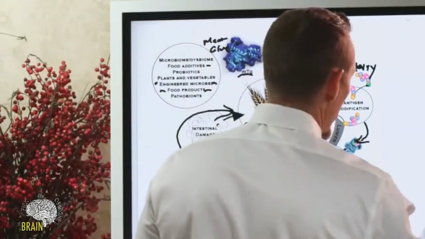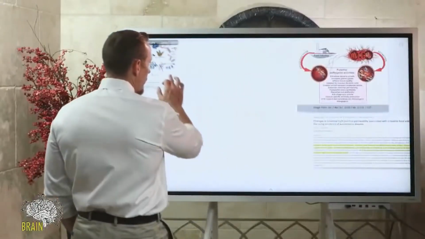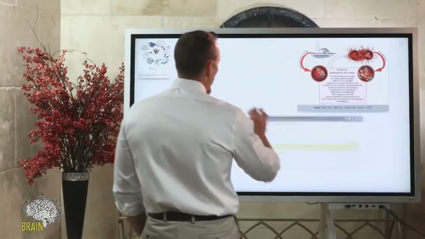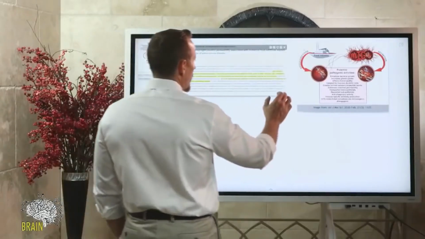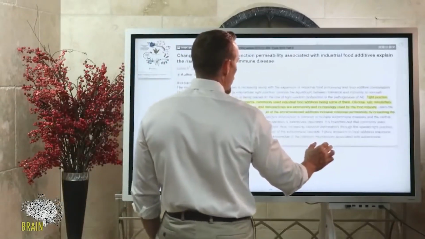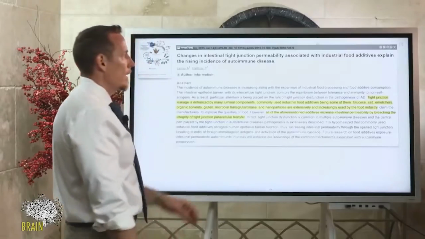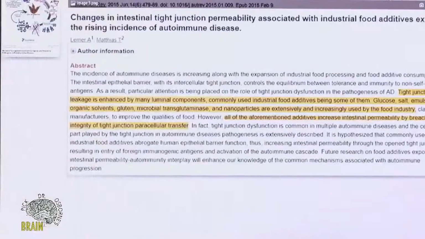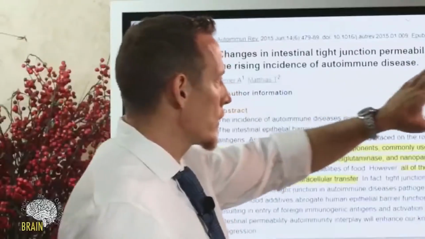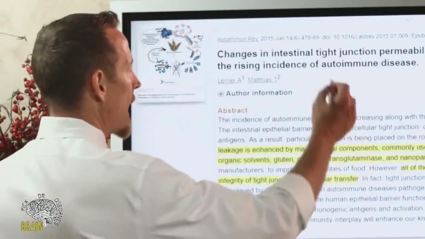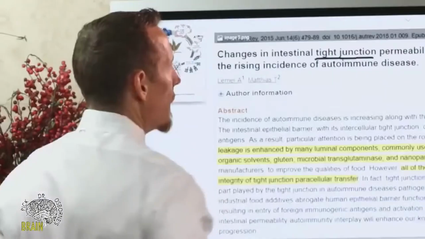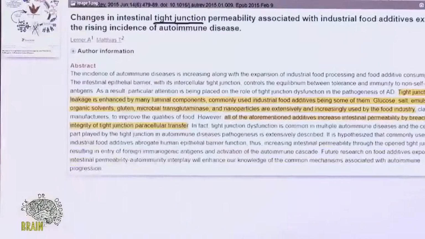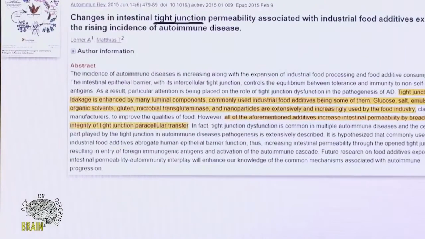Now, one of the other things that we've seen here is that we know that these food additives create, okay, so you see here, changes in intestinal tight junction permeability. So what's the tight junction? This is the protein anchor that keeps your gut sealed, okay? Associated with industrial food additives explains the rising incidence of autoimmune disease.